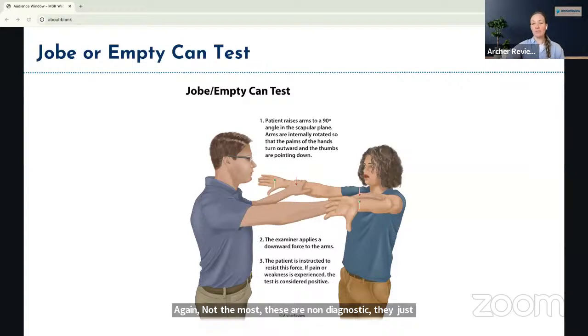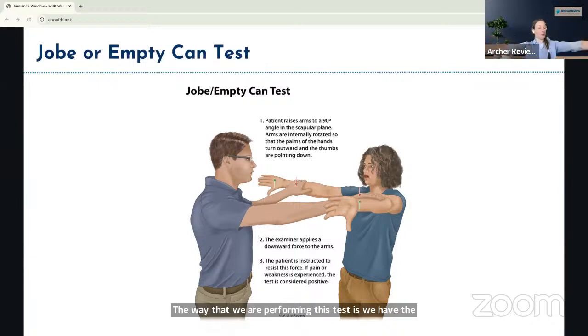Okay. The Job test, this test has three names. We go Job test and Empty Can test, which is probably the most common and easy to remember, and then also a little more tricky, the supraspinatus test. It's the same test, just three different names, something to know on the boards. So if you see the word Job, empty can, or supraspinatus, know that those three are all the same test. The way that we are performing this test is we have the patient bring their arms out.